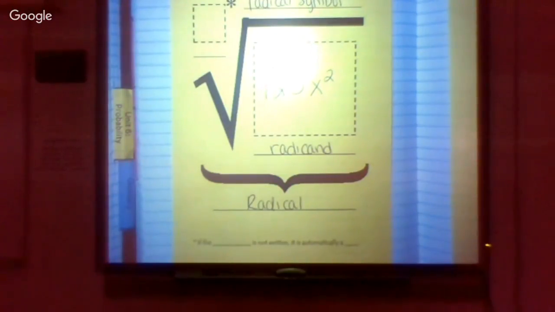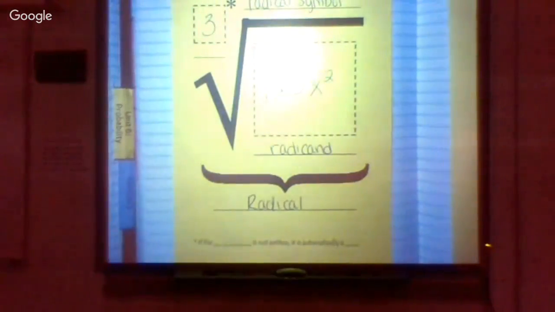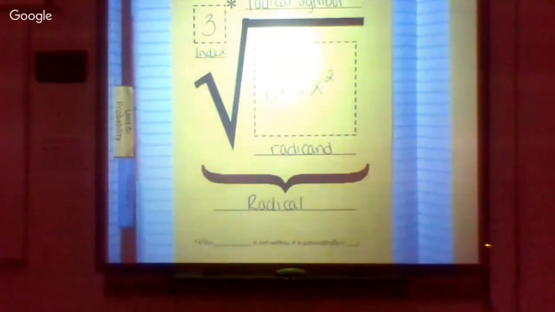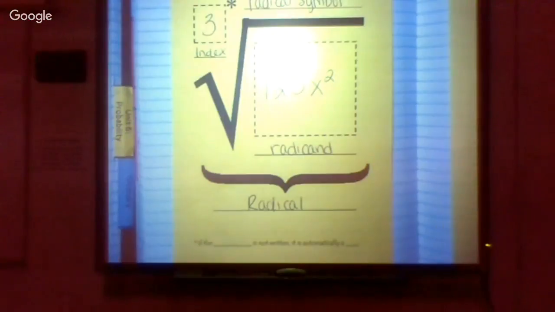We also have something called the index, which is this little tiny number that fits in the little crook of the radical symbol. And again, this is called your index. This is how many times you're taking the root of. So a 3 means we're taking the cubed root. Instead of 5 times 5 is 25, because we're taking the square root, so you have 2 5s, the cubed root would be something like the cubed root of 8.